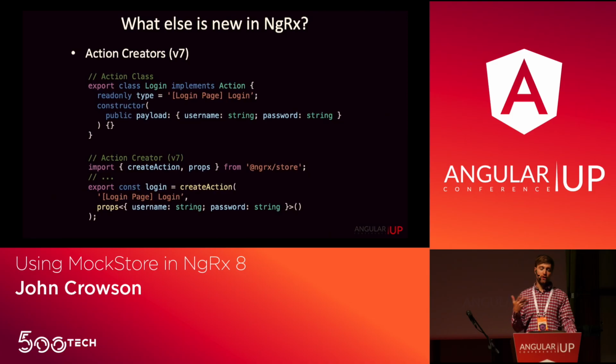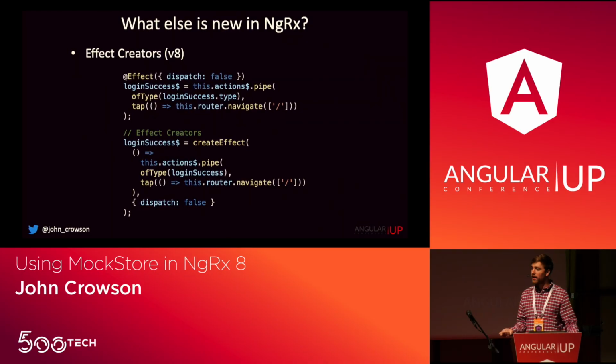So in version 7, we now have action creators, which is a new way to create an action. These two actions are equivalent, one using the existing way of just creating a class that implements the action interface, and then now in NgRx version 7, we use the create action function. There's a lot of underlying wins for using action creators, which I won't go into today, but feel free to hop over and read some of the blogs that have been written on action creators. There's a lot of really nice under the hood stuff that you get as well.